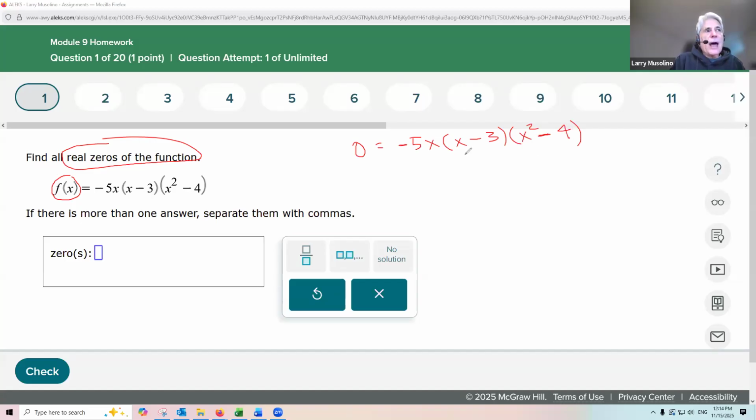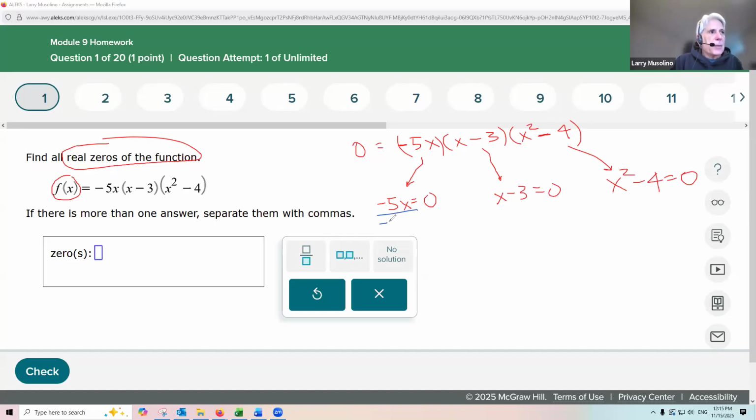Well, anytime you have parentheses like this set equal to zero, you're allowed to set each parenthesis separately equal to zero. What that means is I could take this first parenthesis, set it separately equal to zero. Take this middle parenthesis, set that equal to zero. And take this last parenthesis, set that equal to zero. Now I can just solve each one of these equations separately.